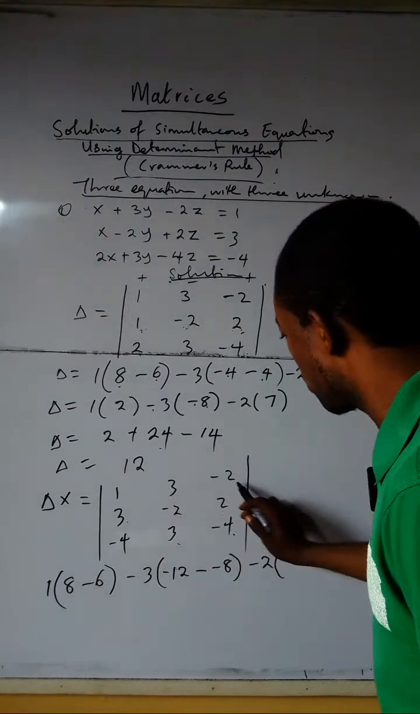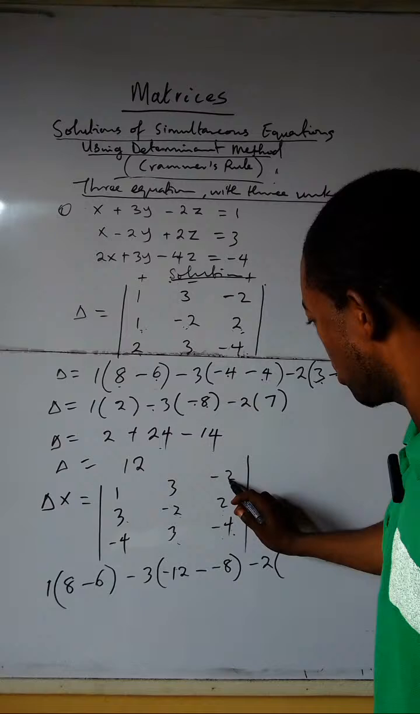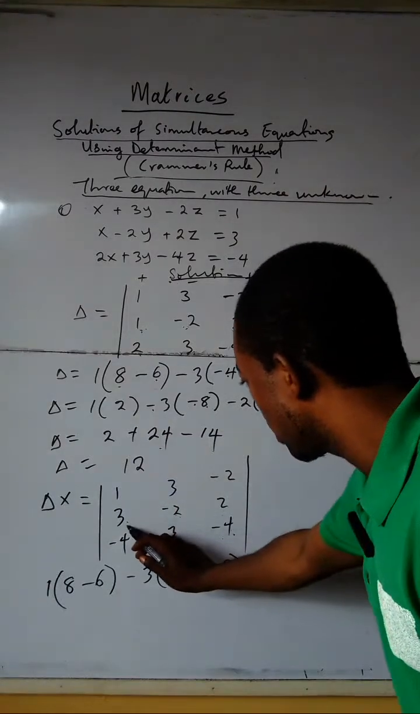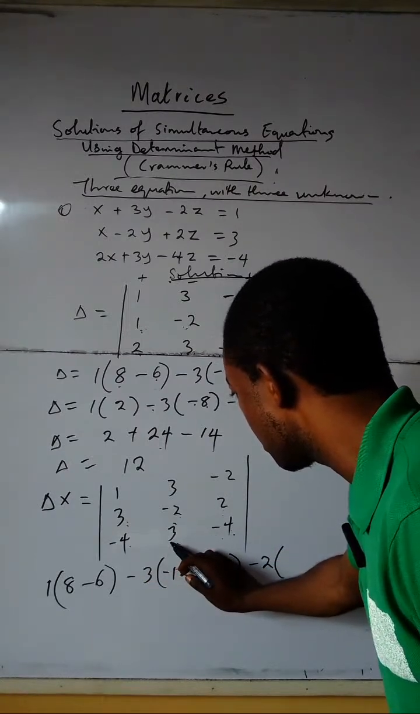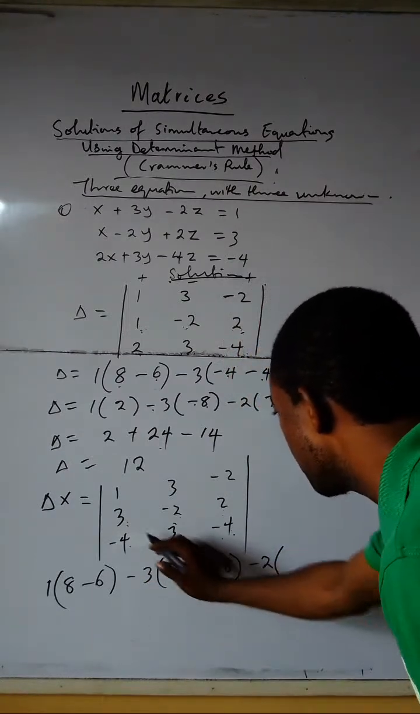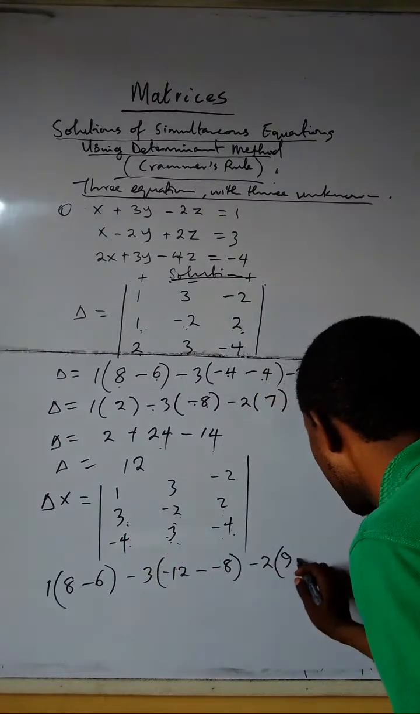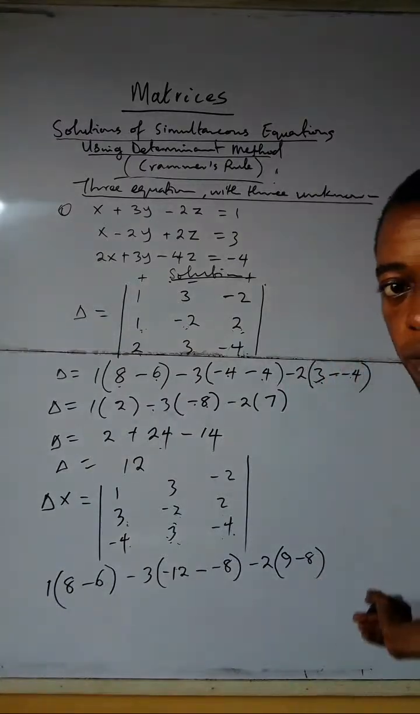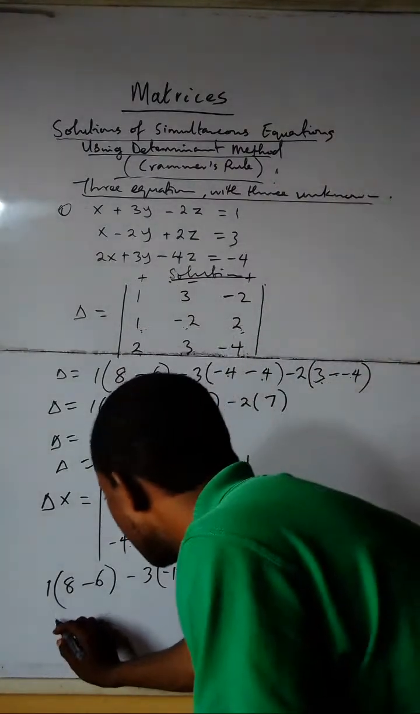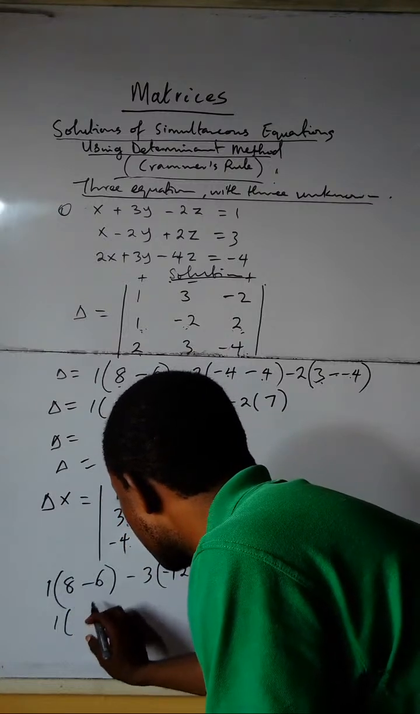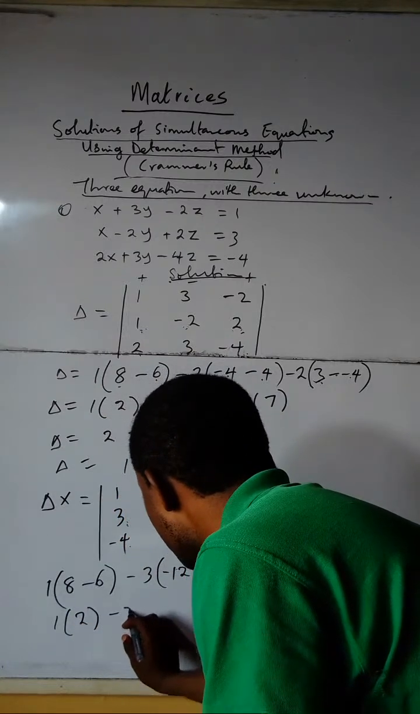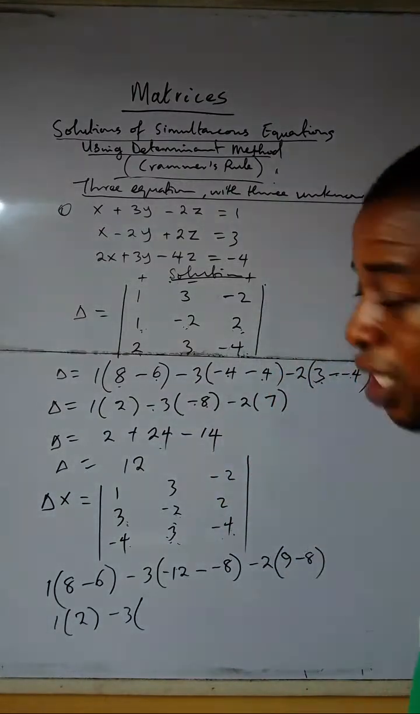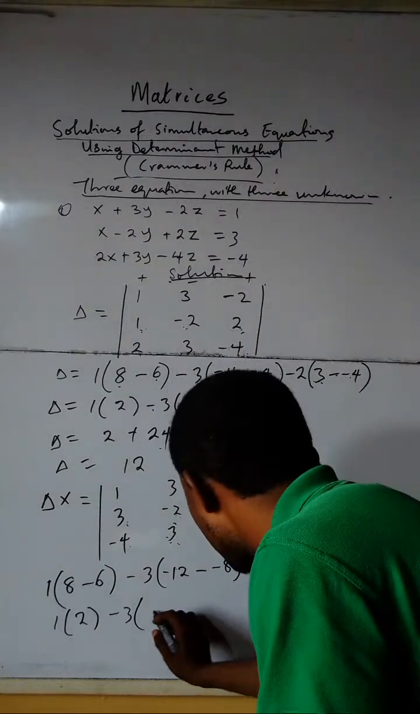Also cancel the first row, which is where minus 2 is, row 1, then column 3. Cancel the first row, then the third column. We are left with this 2 by 2 matrix. Then the determinant there is 3 times 3, which is 9, then minus minus 2 times minus 4, which is 8. Now you can simplify, and from here, this is 1 times 8 minus 6, that's 2. Then minus 3 times minus 12 minus minus 8, that's minus 12 plus 8. And that gives us minus 4, right?